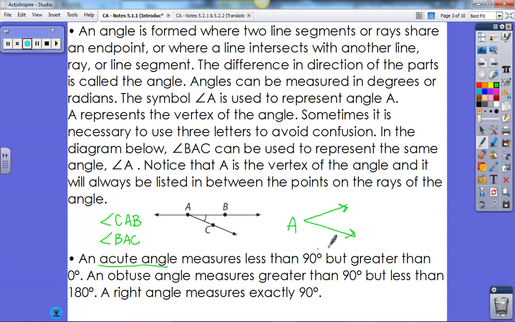Definition of an acute angle: less than 90 but greater than 0. Obtuse, greater than 90 but less than 180. So acute, this would be an example of acute. Obtuse would be something like that, greater than 90 degrees. And then a right angle, exactly 90.